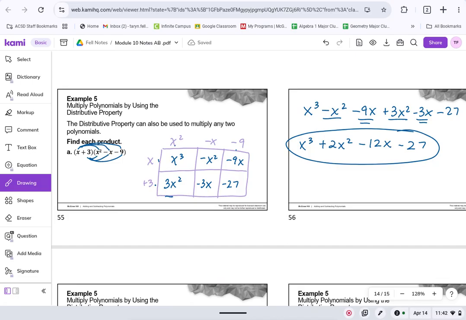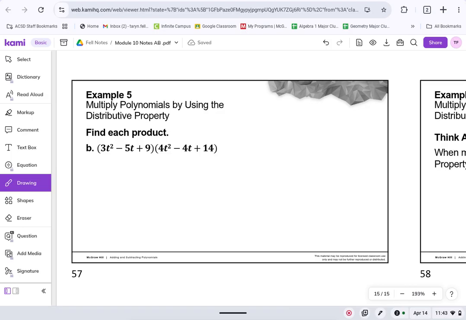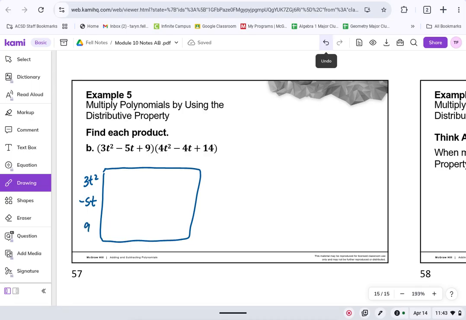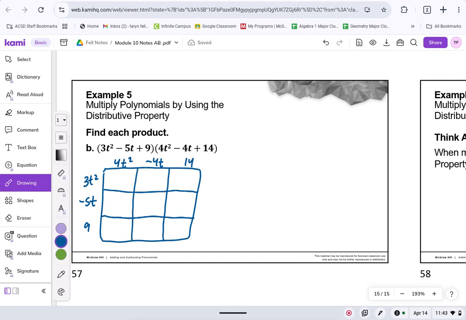All right, we're going to do one more together, and then you are done with the notes. So on 57, we need to find the product, and we're multiplying a 3-term polynomial by a 3-term polynomial. So when I do my box, I have 3t squared, negative 5t, and a 9. So I have 3 columns. And then I also have 4t squared, a negative 4t, and a 14. I'm going to go ahead and fix that because that's going to bother me. So we're going to draw that in. And now I just get to multiply.